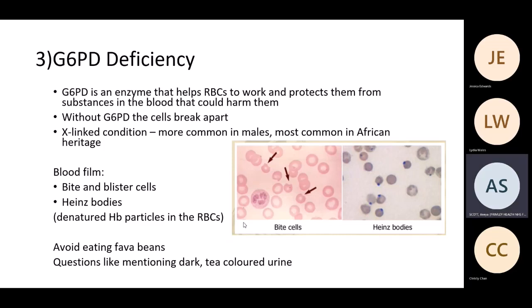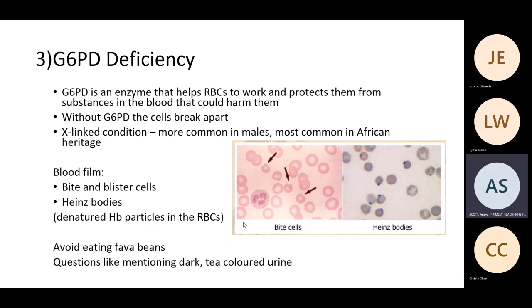So it's an X-linked condition, which means it's a lot more common in males. It does occur in females, but a lot more rarely because girls have 2 X chromosomes, so they can kind of compensate for it a bit better. And it's more common in African heritage.